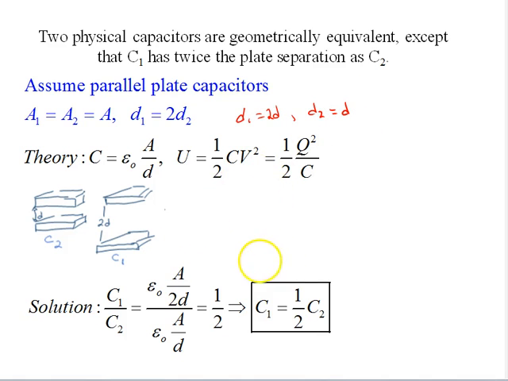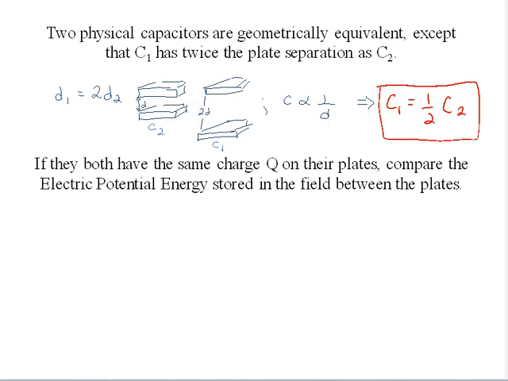So we can first look at the capacitance itself. We want to compare the potential energy, but let's first look at the capacitance. If we compare the capacitance of the two, since C is equal to epsilon naught A over D, it is inversely proportional to the distance between the plates, then the greater the distance between the plates, the smaller the capacitance. So we can show that capacitor 1 has half the capacitance of capacitor 2, since they have the same area of the plates.